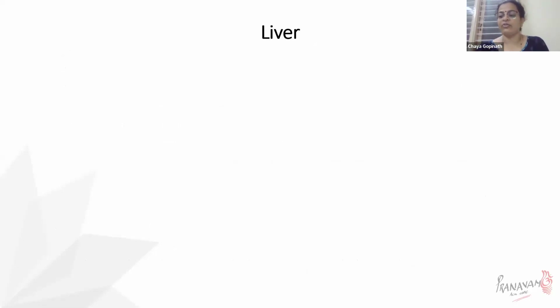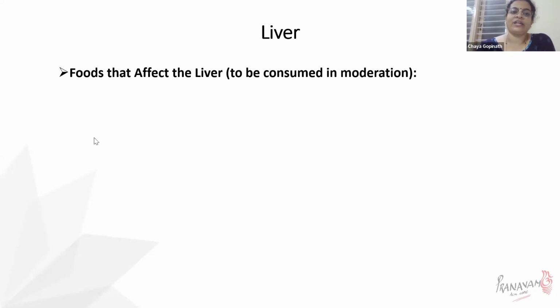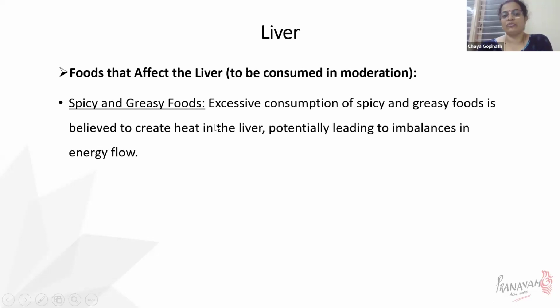The first organ we are going to look at is liver. Liver comes under the wood element and the taste for liver is sour. Foods that affect the liver, or foods that have to be taken in moderation or very rarely, are spicy and greasy foods. Excessive consumption of spicy and oily greasy foods is believed to create heat in the liver, liver heat rising or liver yang rising, liver heat toxicity.